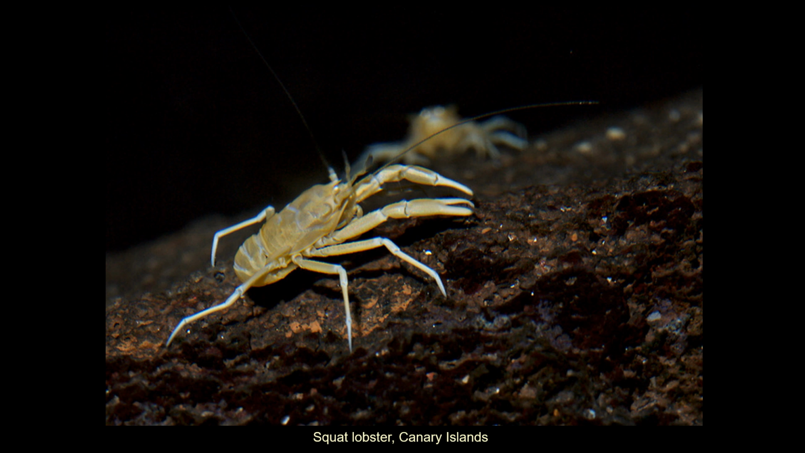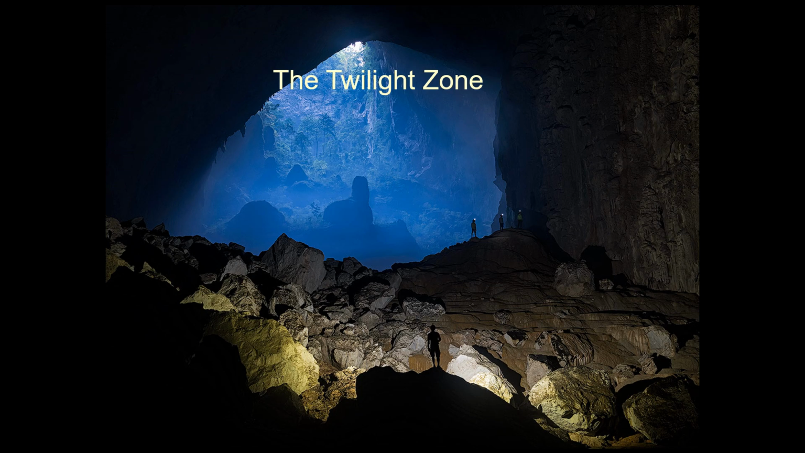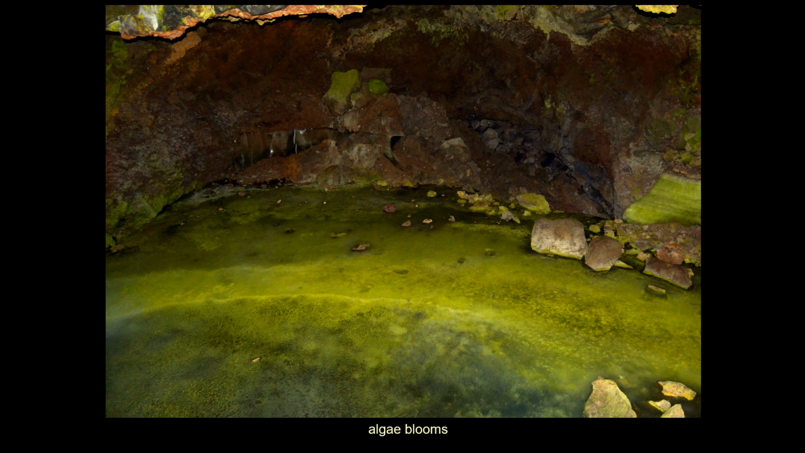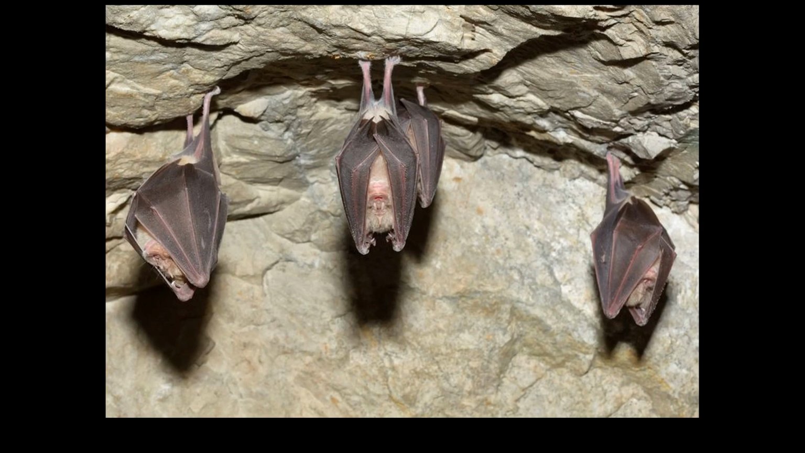So these are animals that may spend a portion of their life inside the cave and another portion outside the cave. The twilight zone, we see another set of animals living there. Here's some algae blooms. That's not necessarily a welcome thing in caves and not natural in a lot of caves, but we do find it in the twilight zone. And of course that's where we would typically find some concentrations of bats in the twilight zone.